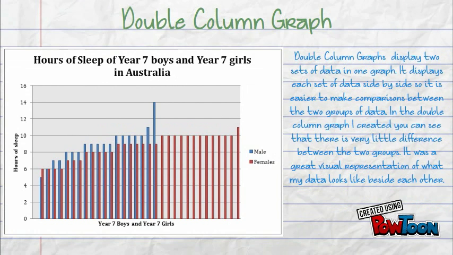Double column graphs display two sets of data in one graph. It displays each set of data side by side so it's easy to make comparisons between the two groups of data. In the double column graph I created, you can see there is very little difference between the two groups. It was a great visual representation of what my data looks like beside each other.